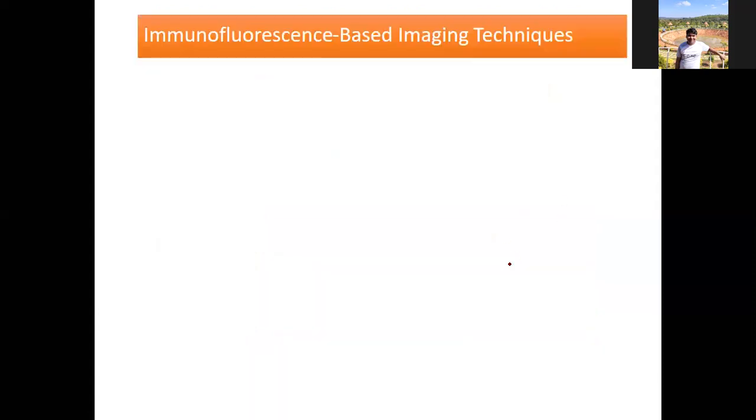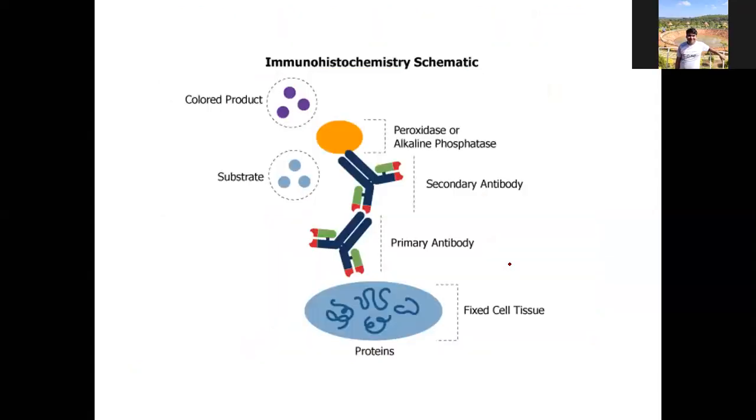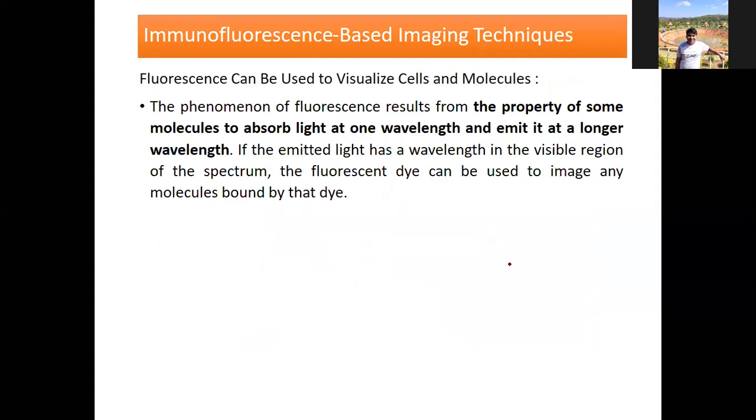But when it comes to immunofluorescence, this is a basic one wherein you could use different dyes. Then comes the important one, the immunofluorescence based immune technique. I think we are very well versed with fluorescence. What is fluorescence? The phenomenon of fluorescence results from the property of any molecule which can absorb light of one wavelength, get excited, and then emit light at a longer wavelength. If the emitted wavelength is longer and falls in the visible spectrum, those compounds are very useful in this kind of technique.